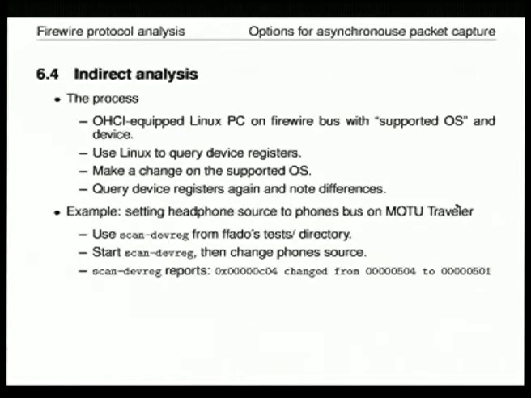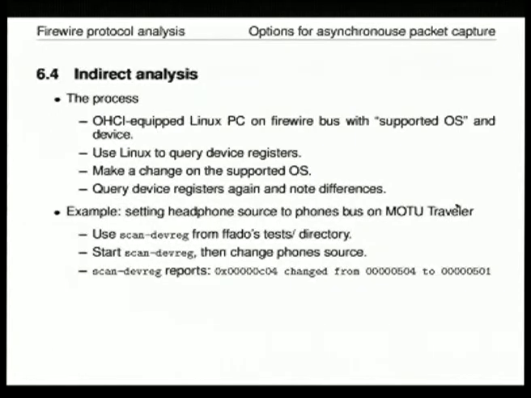And what we do here is we change the device configuration in the supported operating system. And then we use the Linux PC to query the device registers in the target device to see what's changed. Now, I've got an example here of setting the headphone source to phones on a Motu Traveller, which is my audio interface. FADO has a tool in the tests directory called Scan Dev Reg, which is a fairly developer-centric tool, I will admit.